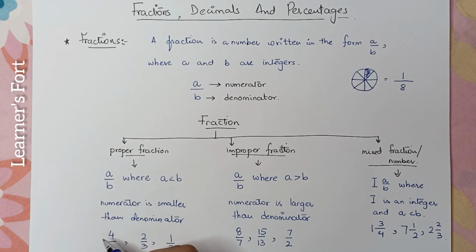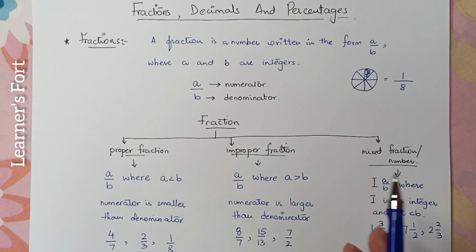For example, 4 upon 7 is a proper fraction because 4 is smaller than 7. 7 is the denominator and 4 is the numerator, so it is a proper fraction. In the case of 2 upon 3, 2 is the smaller number and 3 is the larger number. The denominator is greater than the numerator. And in 1 upon 8, the numerator is smaller than the denominator. So all three of them are proper fractions.